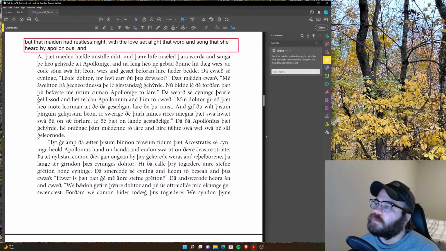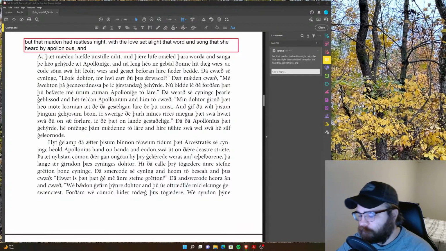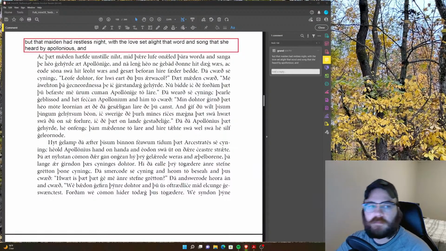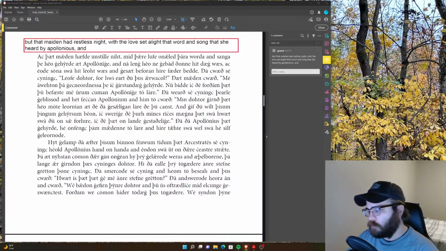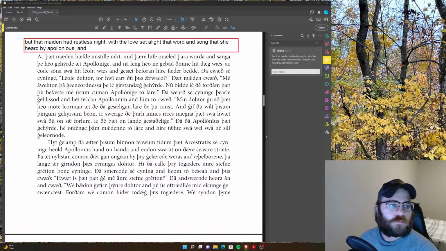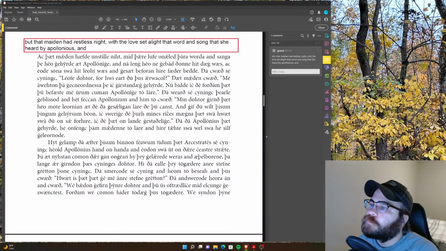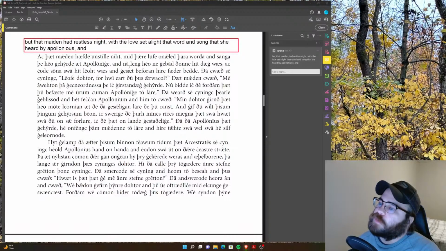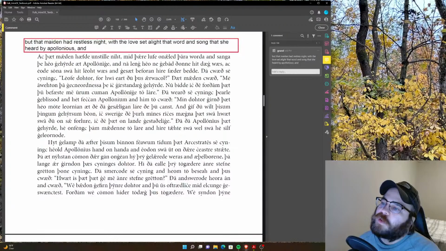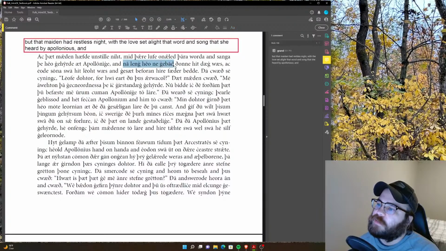Heo ne yabad. So I believe this yabad was bidden. Yabidan. She was bidden or she waited. So, and not long. Okay. Und na leng heo ne yabad means, and she had not waited long.